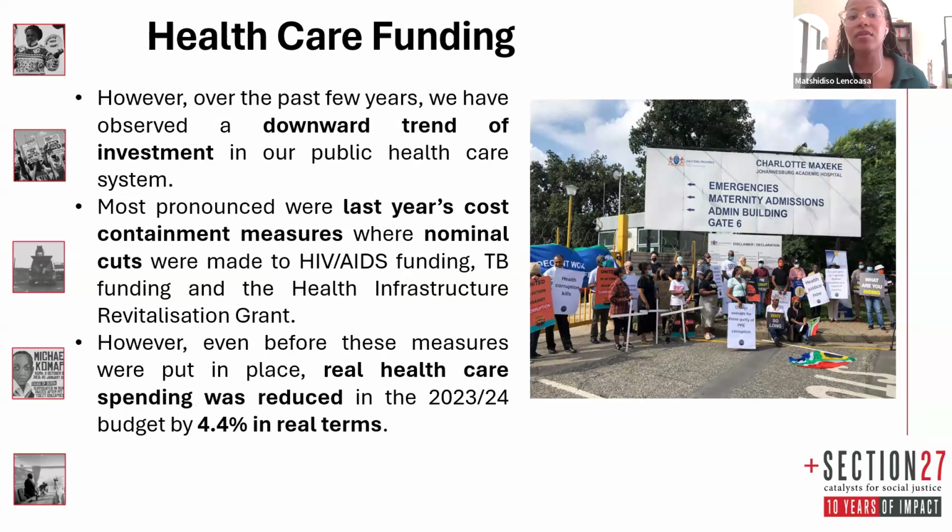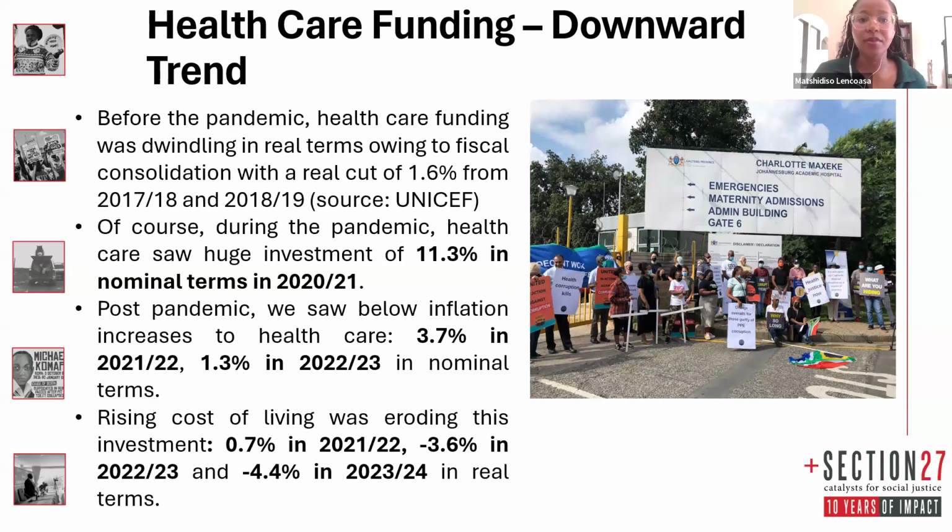So if there's an increase to healthcare or whatever it is, we should always compare it to the inflation rate of that period. And what we found is over the past few years, even before the pandemic, the increase towards healthcare funding has been below inflation, which means the rising cost of living has been eroding investments in healthcare. Last year, it was cut by 4.4% in real terms. And then before the pandemic, there was a real cut of 1.6% in public healthcare.